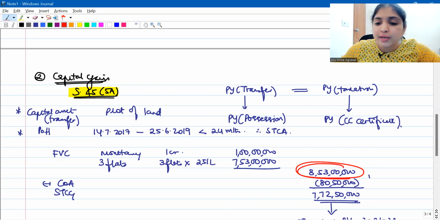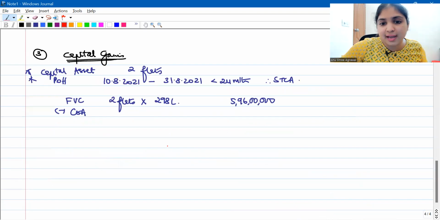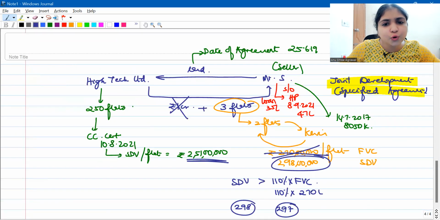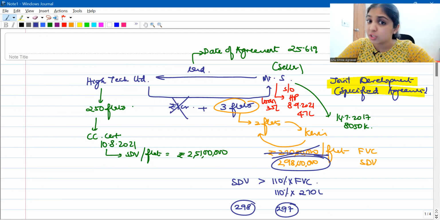In the full value consideration 8 crore 53 lakhs, what is the component of the 2 flats? Each flat's component is 251 lakhs. So the cost of acquisition will be 2 flats into 2 crore 51 lakh. In simple words, you can straight away take the cost of acquisition as the SDV number on the date of construction completion certificate, right? That's exactly what 2 crore 51 lakh is. It is the SDV number on the date on which we got the construction completion certificate. That's how you can simply conclude.